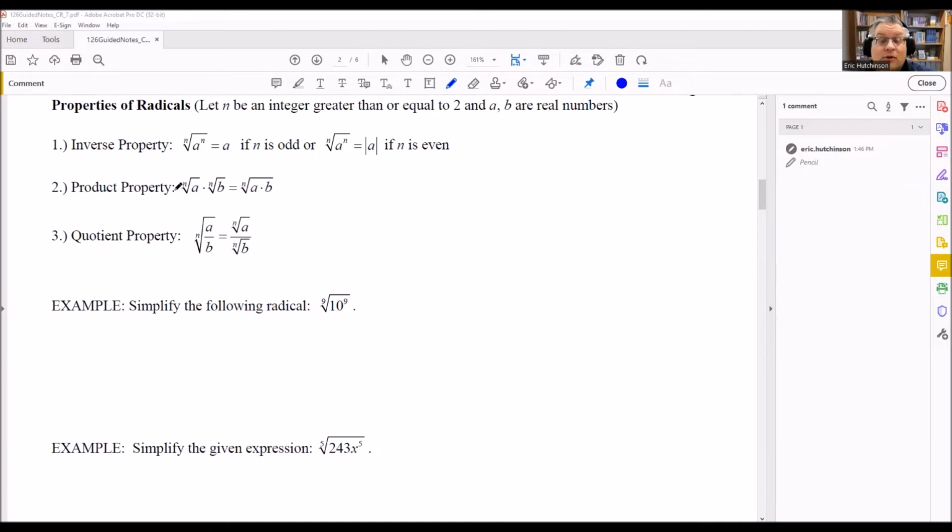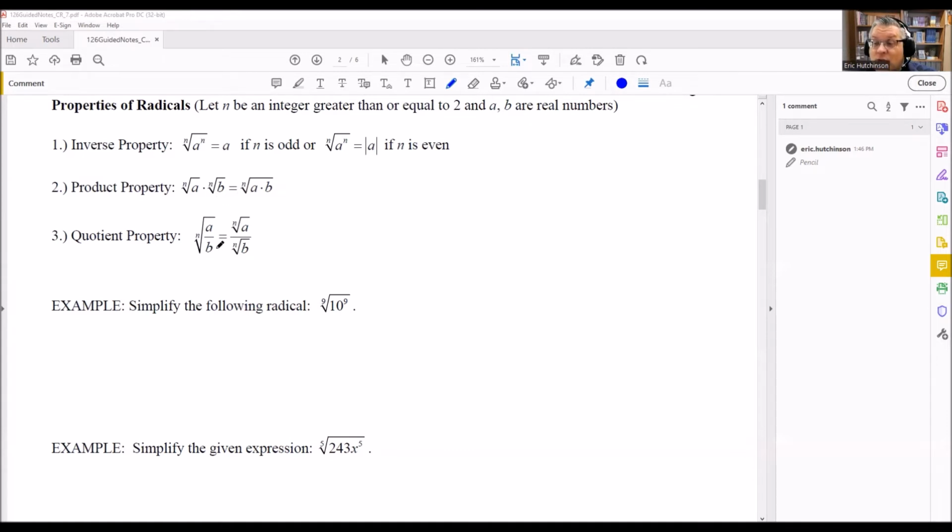The next property is the product property. I can go either direction with this. I can start with a combined radical and break it apart and get 2 radicals or 3, depending on how many you have. It could be more than just 2 that you see here. It could be a, b, and c. Or you could have the separated ones and multiply them together to get 1 radical. The quotient property is very similar, except that you have division going on instead.